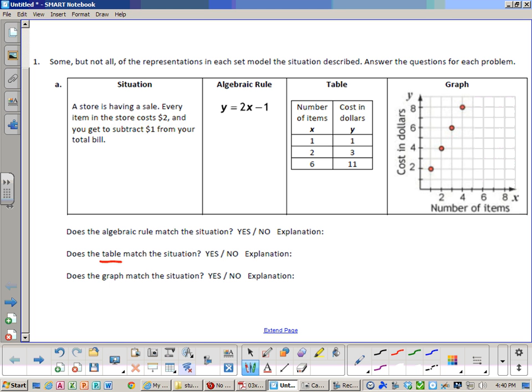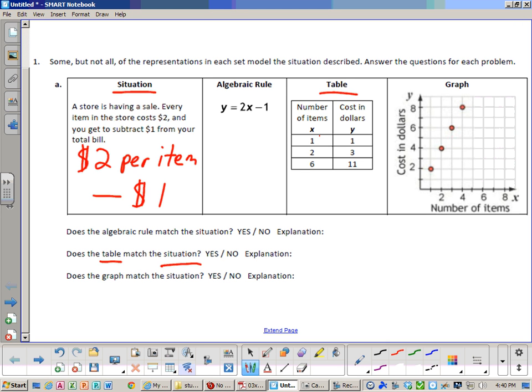Does the table match the situation? Here is your table, here is your situation. Same old story. Every item costs $2, right? $2 per item. And you get to subtract $1 in the end, from whatever your total is.